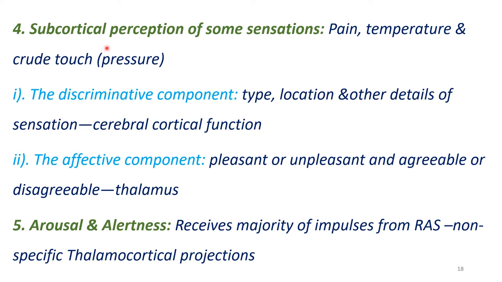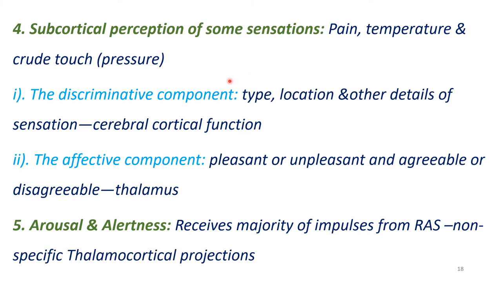Another function is subcortical perception of some sensations. That is, perception of some sensations at the subcortical level. Sensations like pain, temperature, and crude touch or pressure are, to some extent, perceived at the level of the thalamus. The pain sensation is perceived in the thalamus itself.